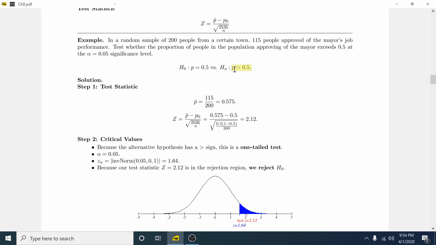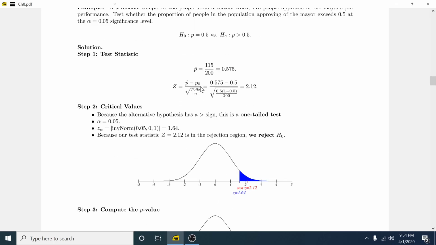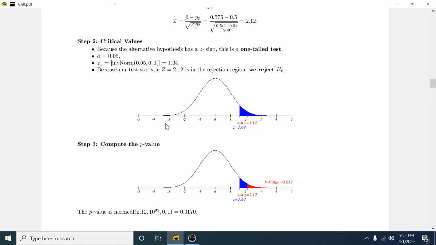Because when this mayor goes up for re-election, it'll be nice to have more than 50% approval rating in the next election there. And then, as you would expect, the p-value calculation is pretty similar to what we've done before.